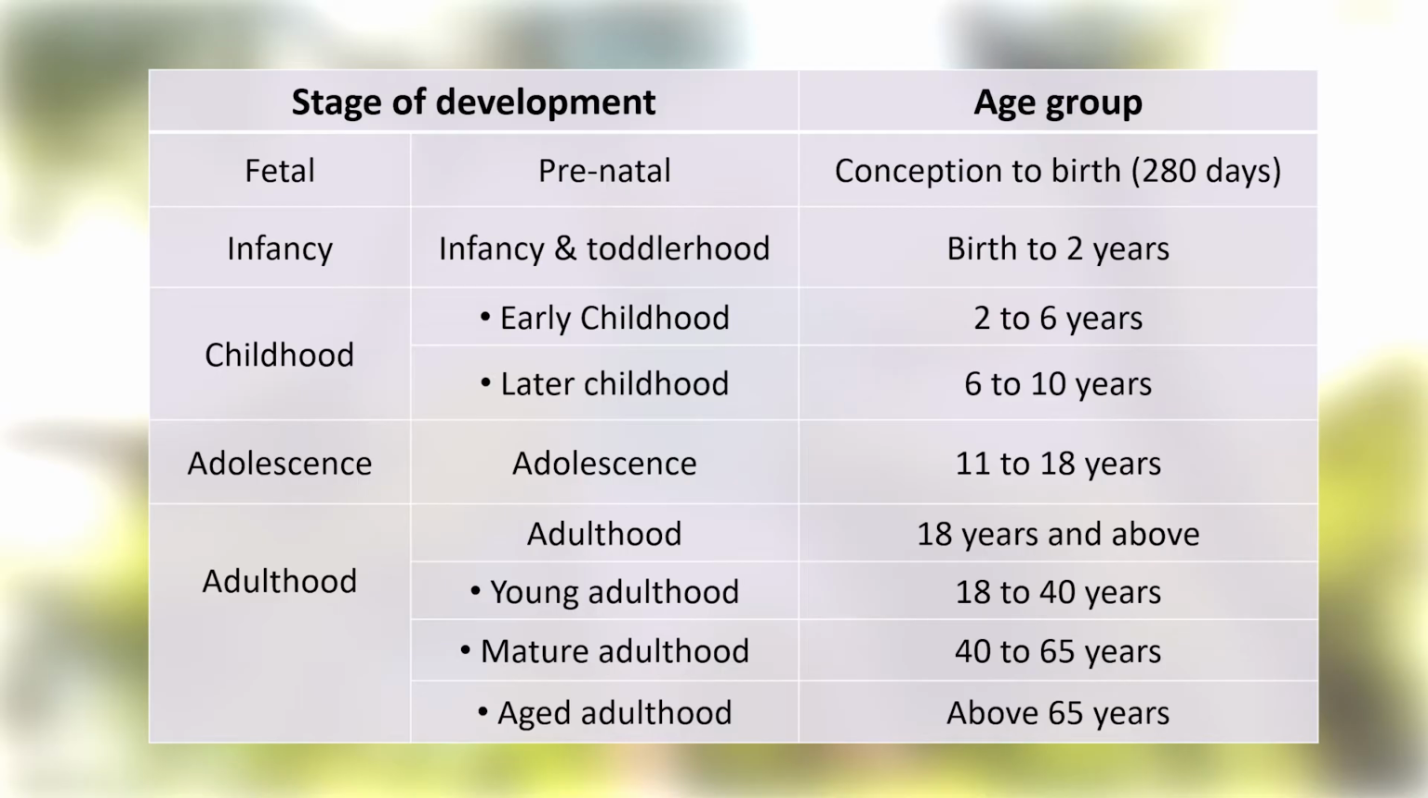Once the individual completes 18 years, then the individual enters into adulthood stage, and adulthood stage is from 18 years till the time of death. And adulthood also is conveniently divided into young adulthood between 18 to 40 years, mature adulthood from 40 to 65 years, and aged adulthood from 65 years and above. Now let us discuss the changes that take place in these different stages.